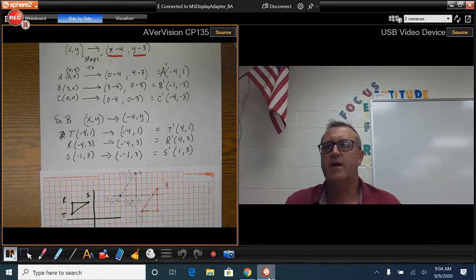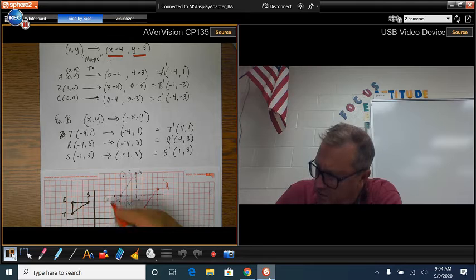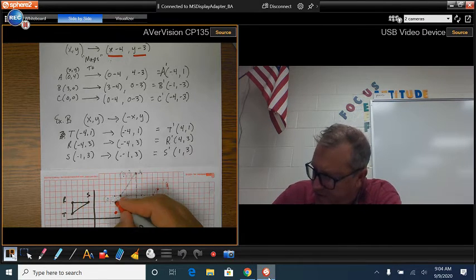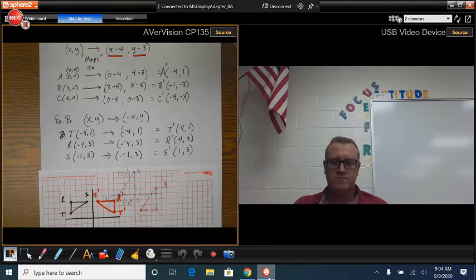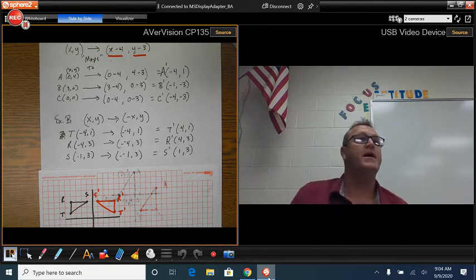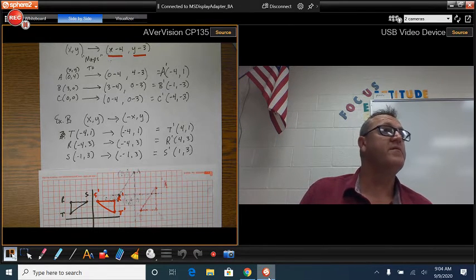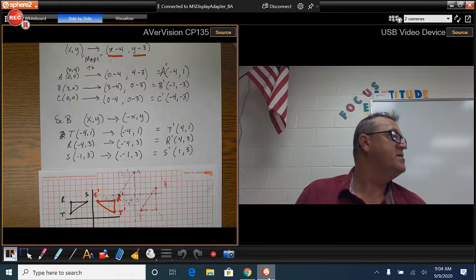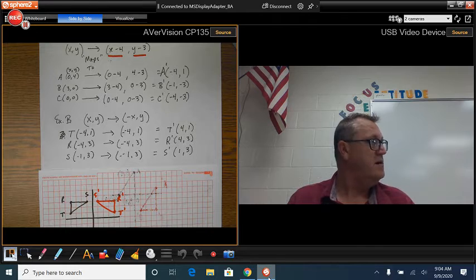Riley, you good? Got it? Okay. All right, so T is 4, 1, 1, 2, 3, 4 there. That's T prime. R prime is 4, 3, which would be here. And then S prime would be 1, 3, which would be here. How would you describe what happened to this graph? You want to try it, Cantu? Mirrored, good. Or you could say it flipped. But I like a mirror image. That's a good way to say it. It went from one side to the other. Okay, got it?